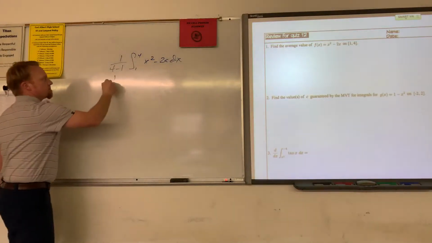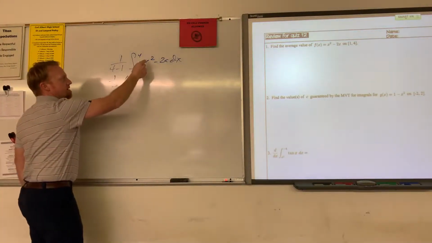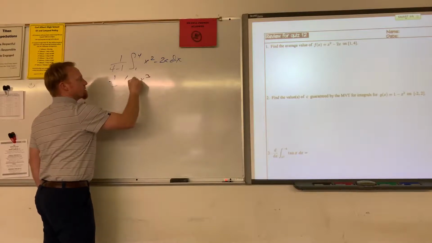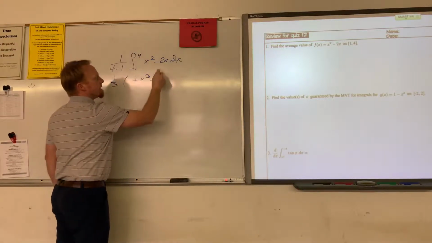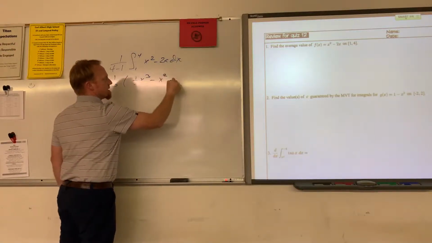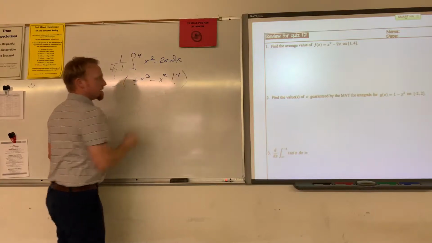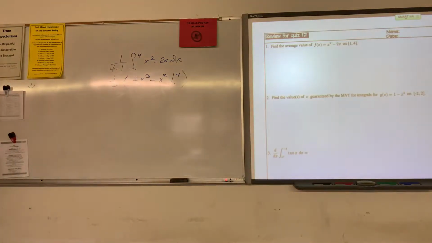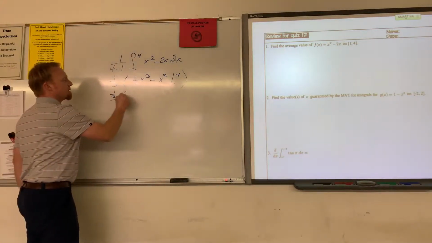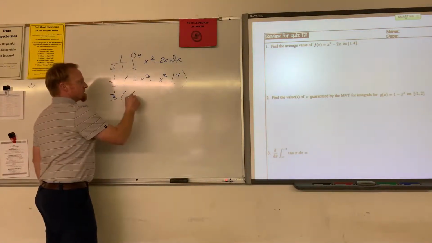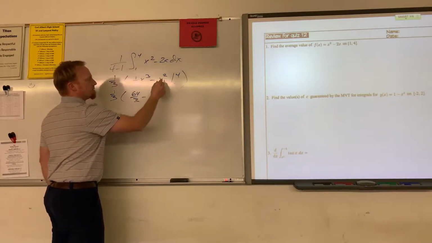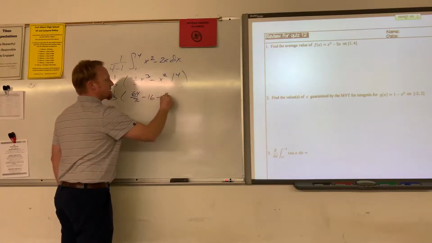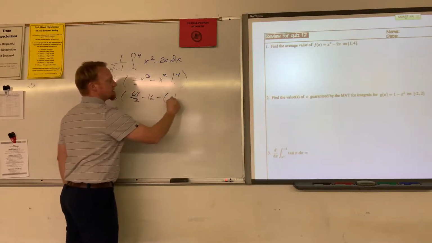So I get 1/3 out front. I integrate x squared, that gives me x cubed over 3. Integrate 2x, that gives me x squared. And we're going to evaluate from 1 to 4. Plug in 4. So 4 cubed is 64. 4 squared is 16. Plug in 1.